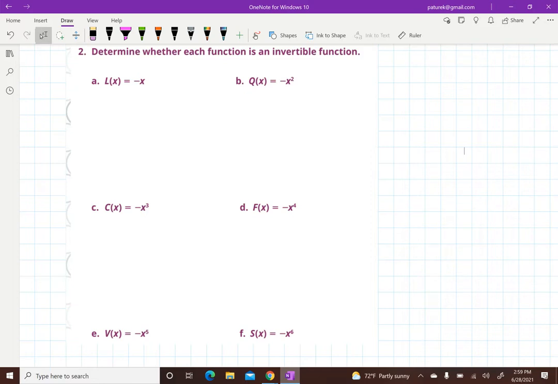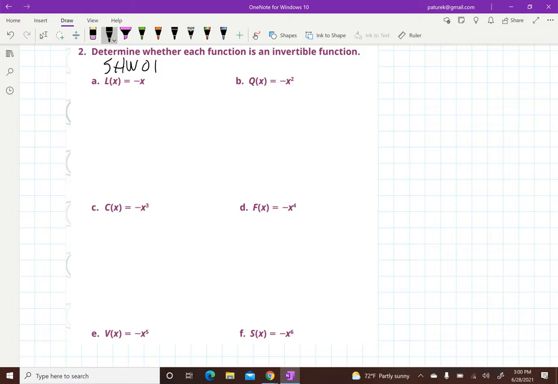So there's a question on this first homework assignment. Again, this is Spring Homework 01 that poses this question: determine whether each function is an invertible function. In part A, they have L of x is equal to negative x.